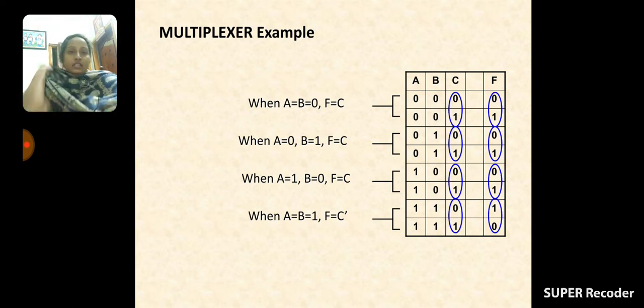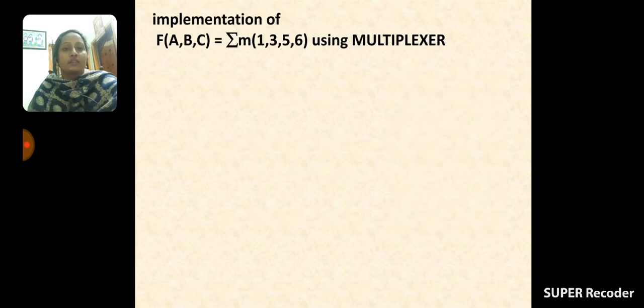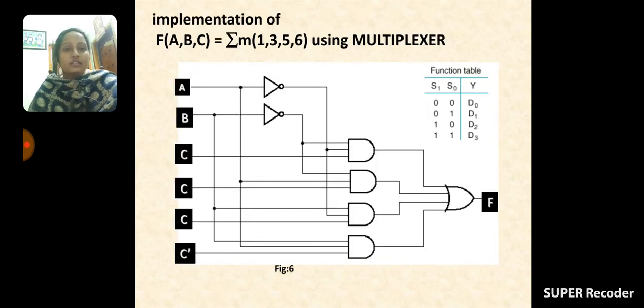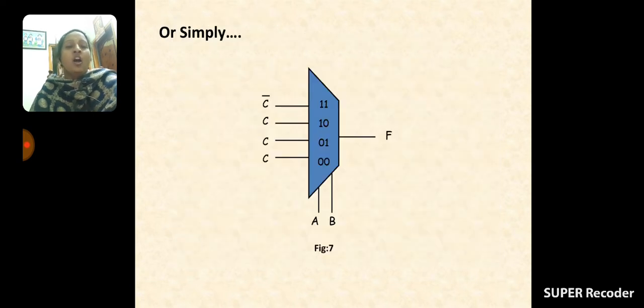See here, next, this is the circuit of our previous function 1, 3, 5, 6. Likewise the same, but here we are developing with AB. So C, C, C, C bar are the inputs, and these are the selection lines AB. So these are the 1, 3, 5, 6. Is it clear? Simply the AB we are applying, and 0, C, C, C, C bar.